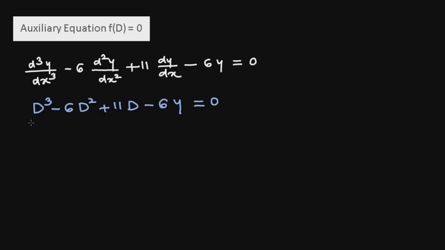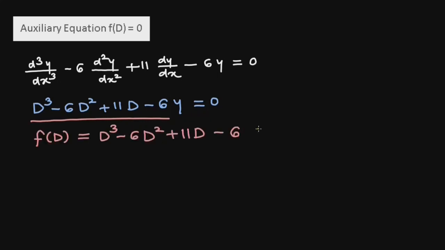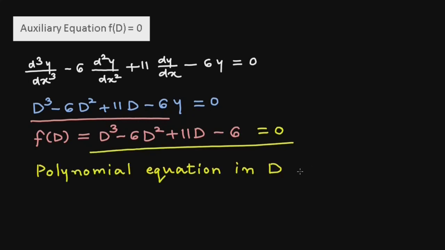In this equation we denote this much part without y to be f(D). When we put f(D) equals 0, we get this polynomial equation in D, which can be solved for D. After solving this polynomial equation, we will get 3 roots because the degree of this polynomial is 3. In course of our discussion, we will see how to solve this polynomial equation. The 3 roots are D equals 1 or 2 or 3.